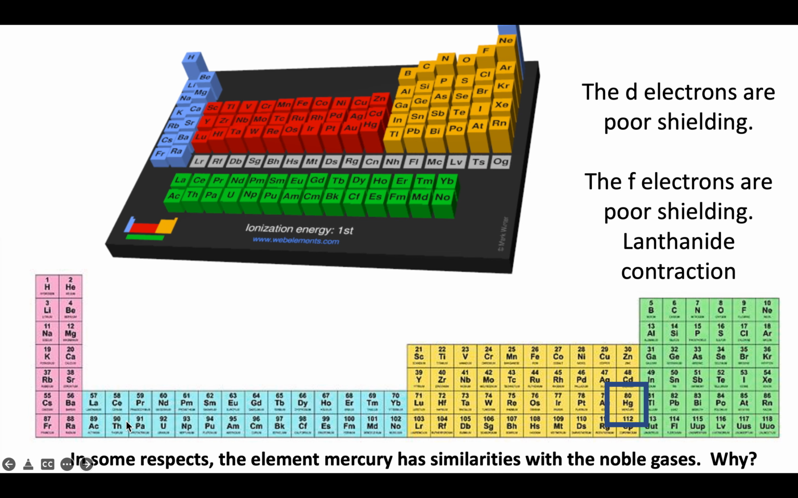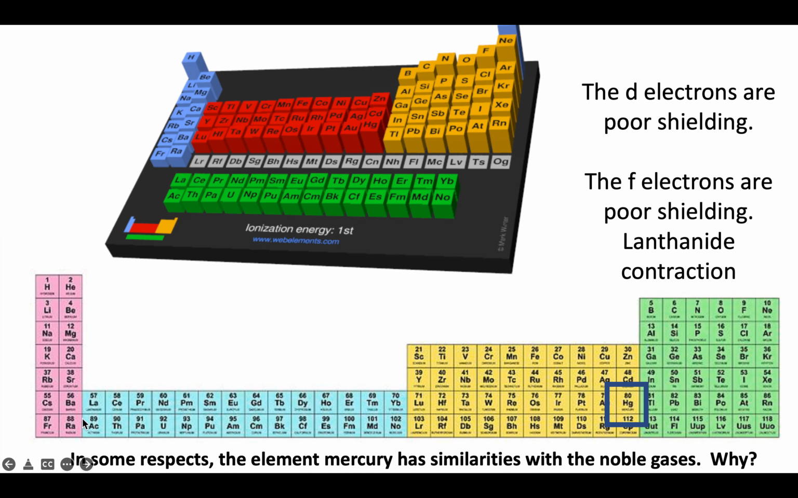It's linked to this other question about the element mercury having similarities with a noble gas. If we look at mercury, even though it appears to be and is right in the middle of the periodic table, within this representation we see that we have filled up the s orbitals, the f orbitals, the d orbitals, and so it has a closed shell description similar to a noble gas.